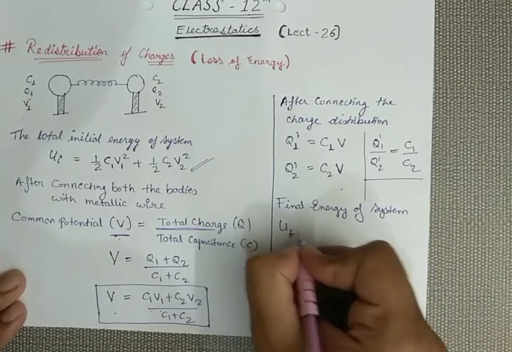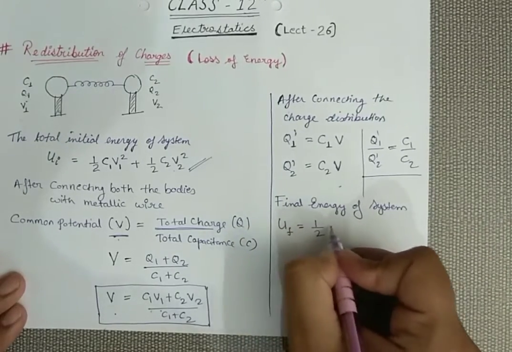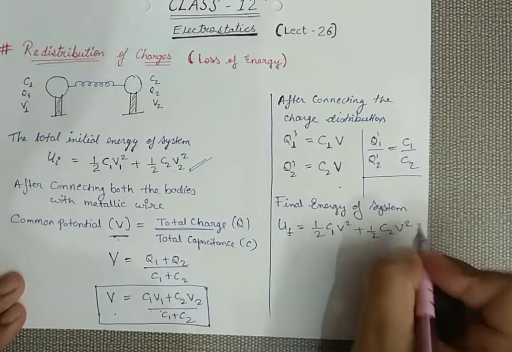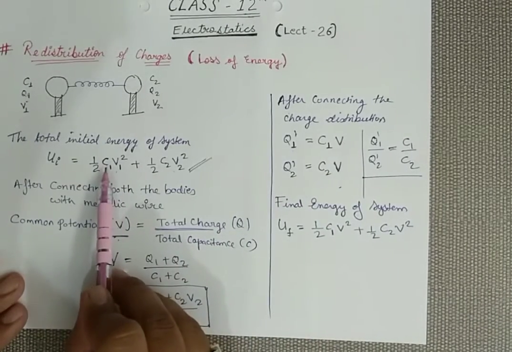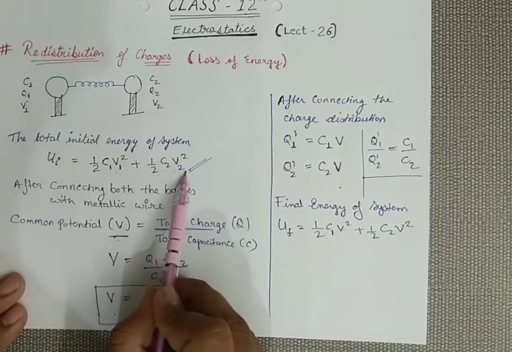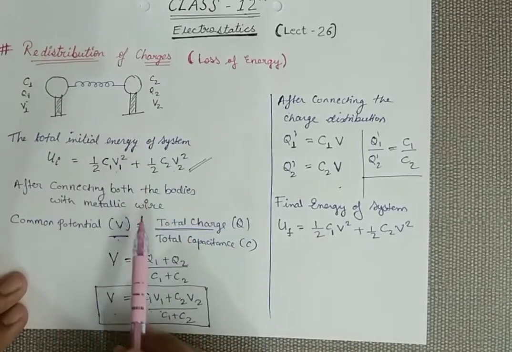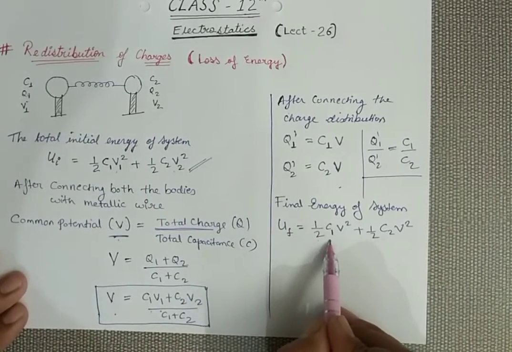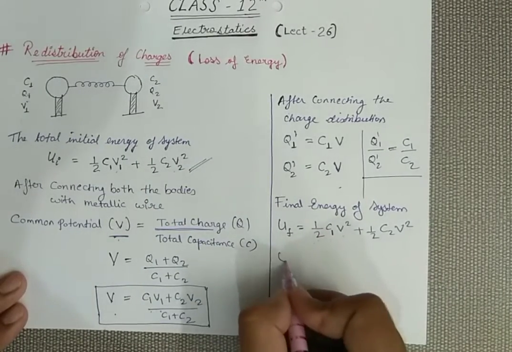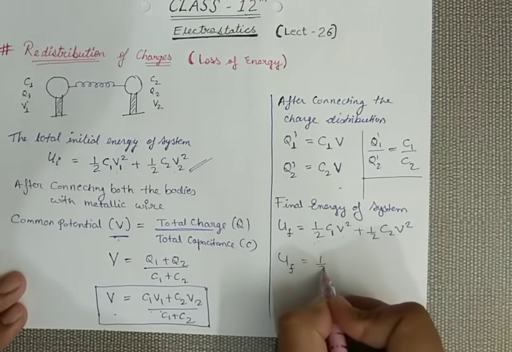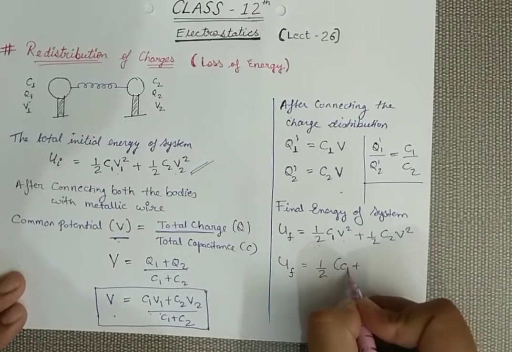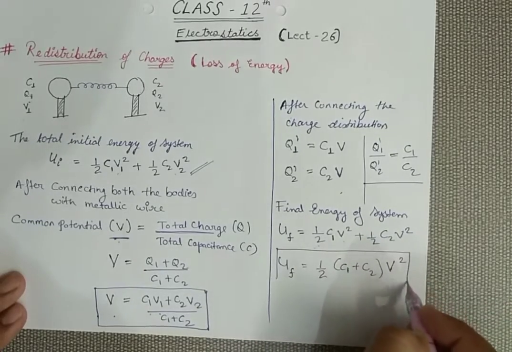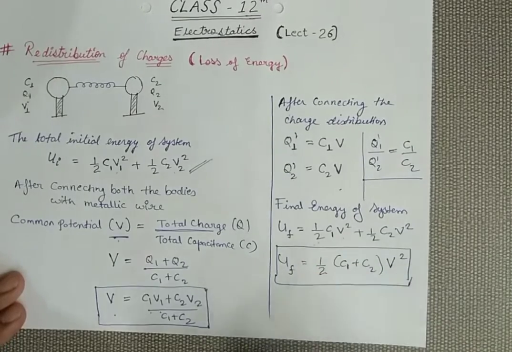So I had written here as U final. So final energy for the first is half C1 V square and for the second is half C2 V square. Just try to compare. Initially I used to write half C1 V1 square, half C2 V2 square because it was V1 and it was V2. But after connecting, both the potentials will become the same. So I am writing half C1 times V square plus half C2 times V square. So my final energy is half, taking the common, C1 plus C2 times V square. So this is the formula to calculate the final energy of the system.